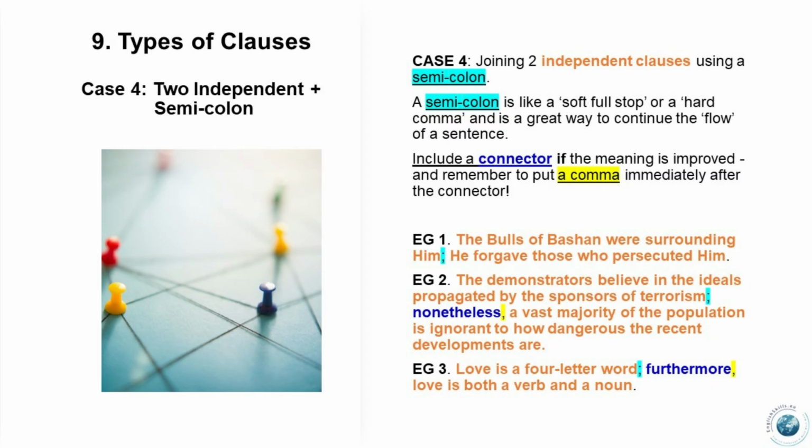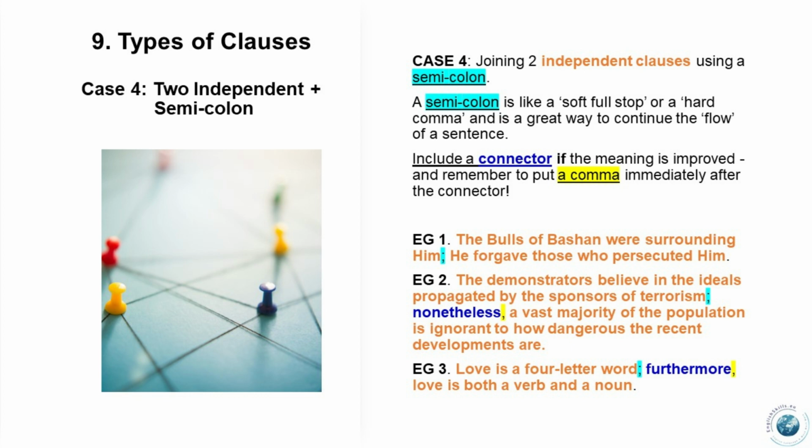Case 4. Joining independent clauses using a semicolon. A semicolon is like a soft full stop, or a hard comma, and it is a great way to continue the flow of a sentence. Remember to include a connector if the meaning is improved, and remember to put a comma immediately after the connector.